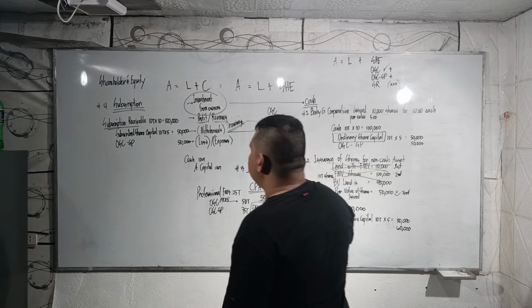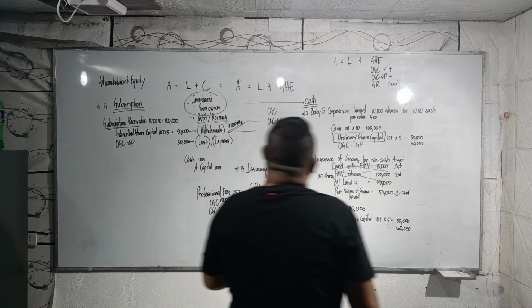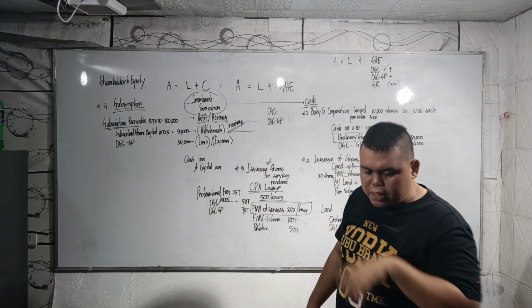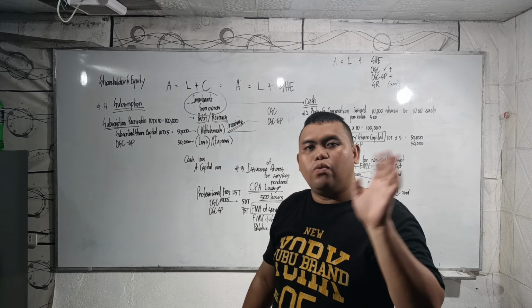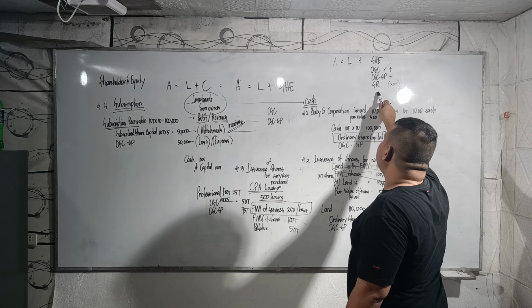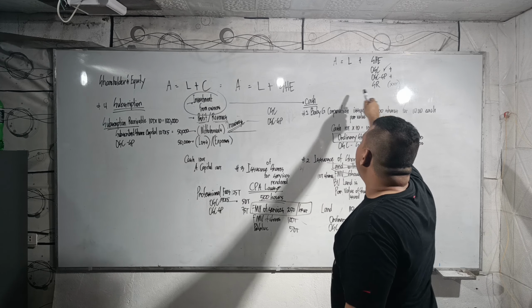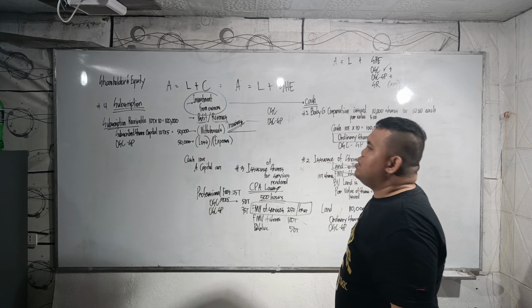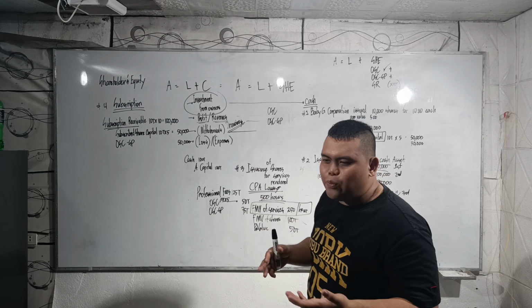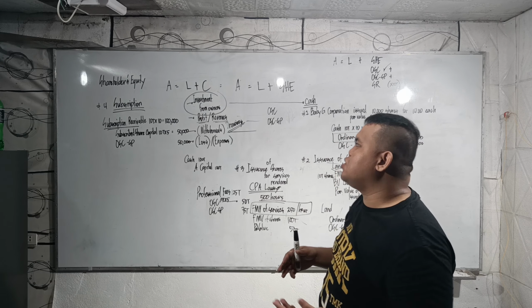However, there is a twist. The subscription receivable will be transferred to asset if ever it is collectible within 1 year. So it's either part of the shareholders equity deduction or asset. However, they are both debits. The normal balance is debits. Okay? So that's one of the weird account titles here in the shareholders equity.